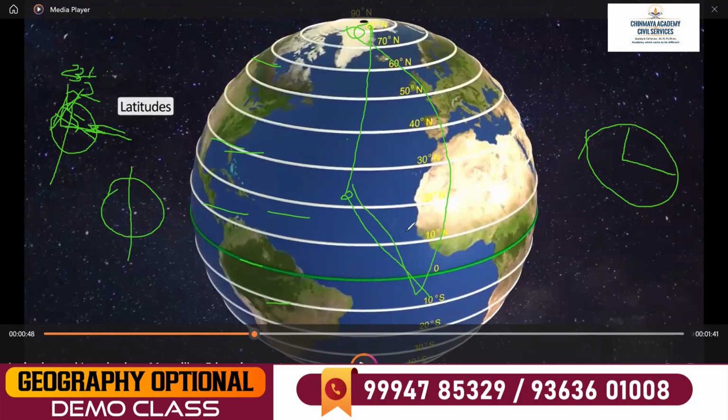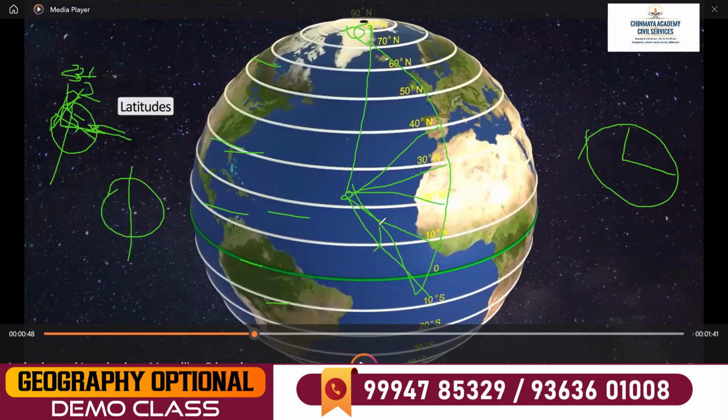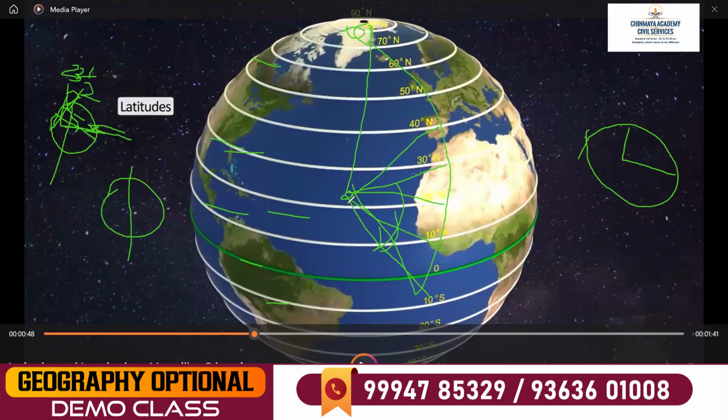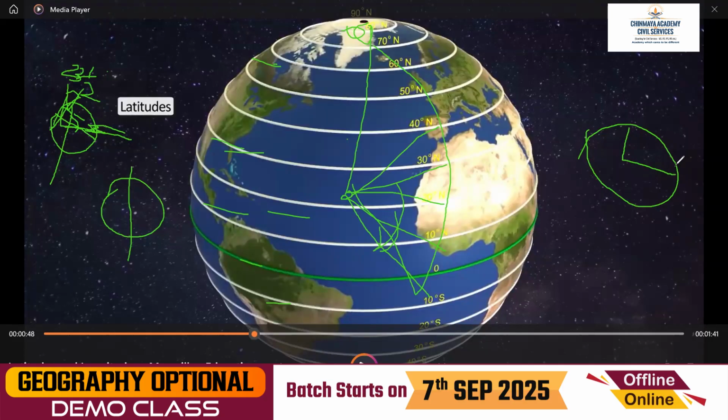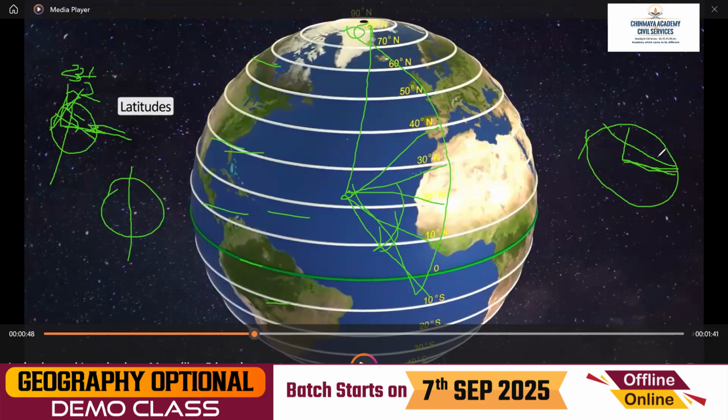You try to draw the lines. Then what will be the angle? Here it is 10 degrees, this is 20 degrees, 30 degrees, like that. If you visualize that, you will understand. But how is it calculated? It is calculated in this way only. If I draw a circle here and connect the center point to this circle, then it is 10 degrees latitude.